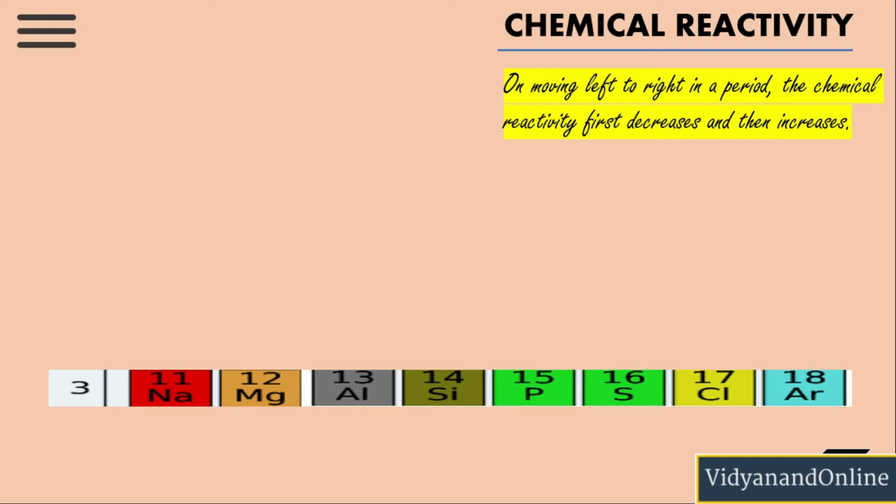Now on moving left to right in a period, the chemical reactivity first decreases and then increases. So what do we mean by that? If we talk about sodium, sodium has electronic configuration 2, 8, 1. So it can lose one electron very easily in order to become stable, and that is why it is a highly reactive metal. However, if I talk about magnesium, in order to become stable, it will have to lose 2 electrons. Now losing 2 electrons is much more difficult than losing 1 electron, and that is why as you move from left to right, the chemical reactivity decreases.